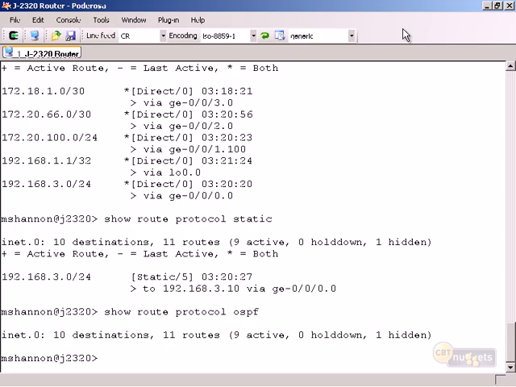It's just going to give me that particular entry, INET 0, and the base information. I don't have any OSPF routes. That's also a very handy command.